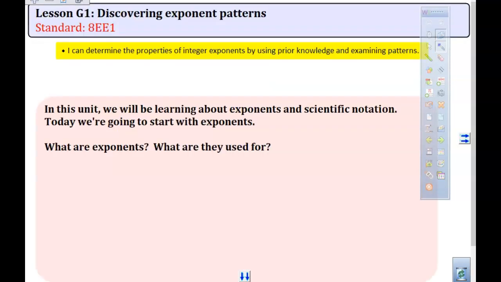So if you look on page 2, please, of your notes. On page 2, it says in this unit we're going to be learning about exponents and scientific notation. Today we're going to start. And the question is, what are exponents and what are they used for? They're a way of showing us how many times we're going to multiply. This is telling us how many 3s should I have? 2. I should have 3 times 3. So the exponent tells me how many times I put that base.